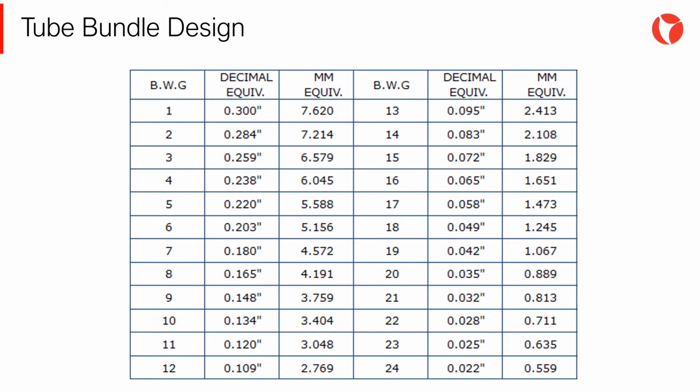The correspondence between the BWG number and associated thickness can be found in several publications. For example, caliber BWG14 corresponds to 2.108 mm, while caliber BWG16 corresponds to 1.651 mm.